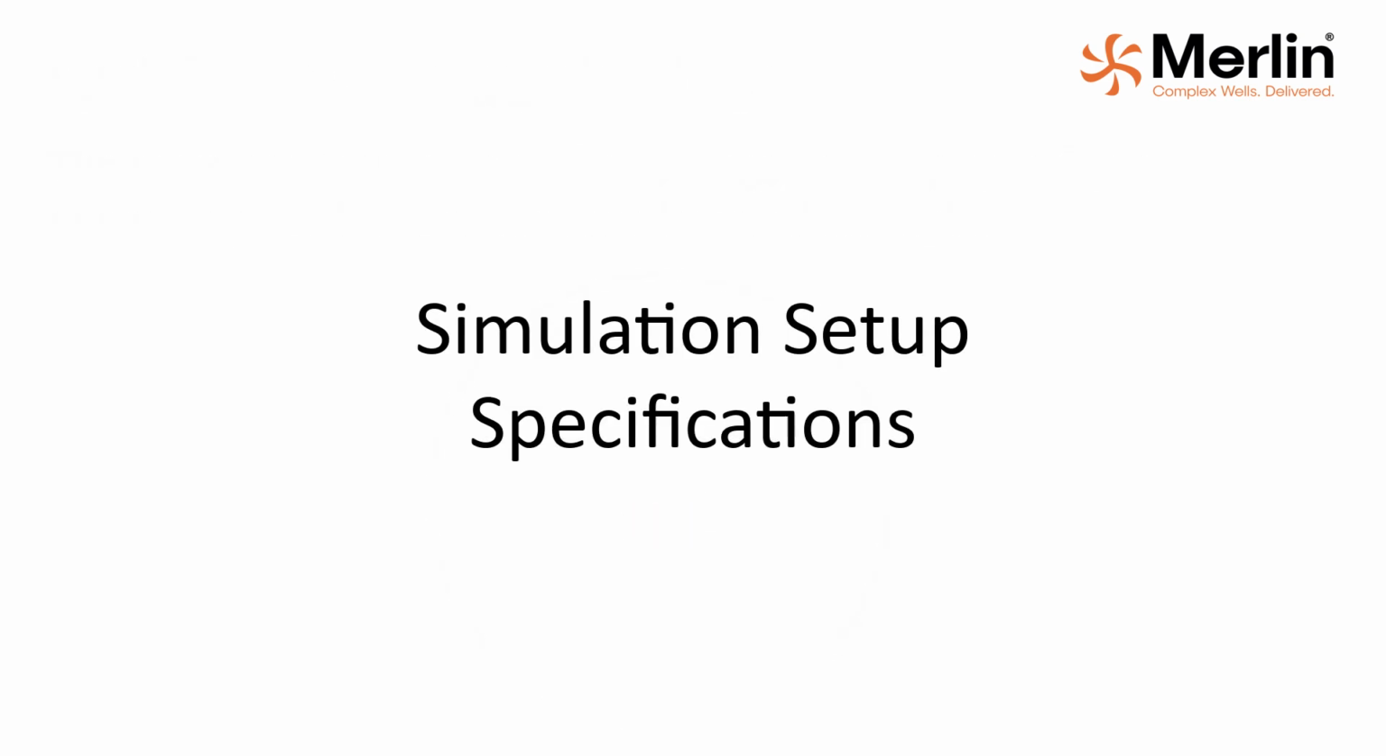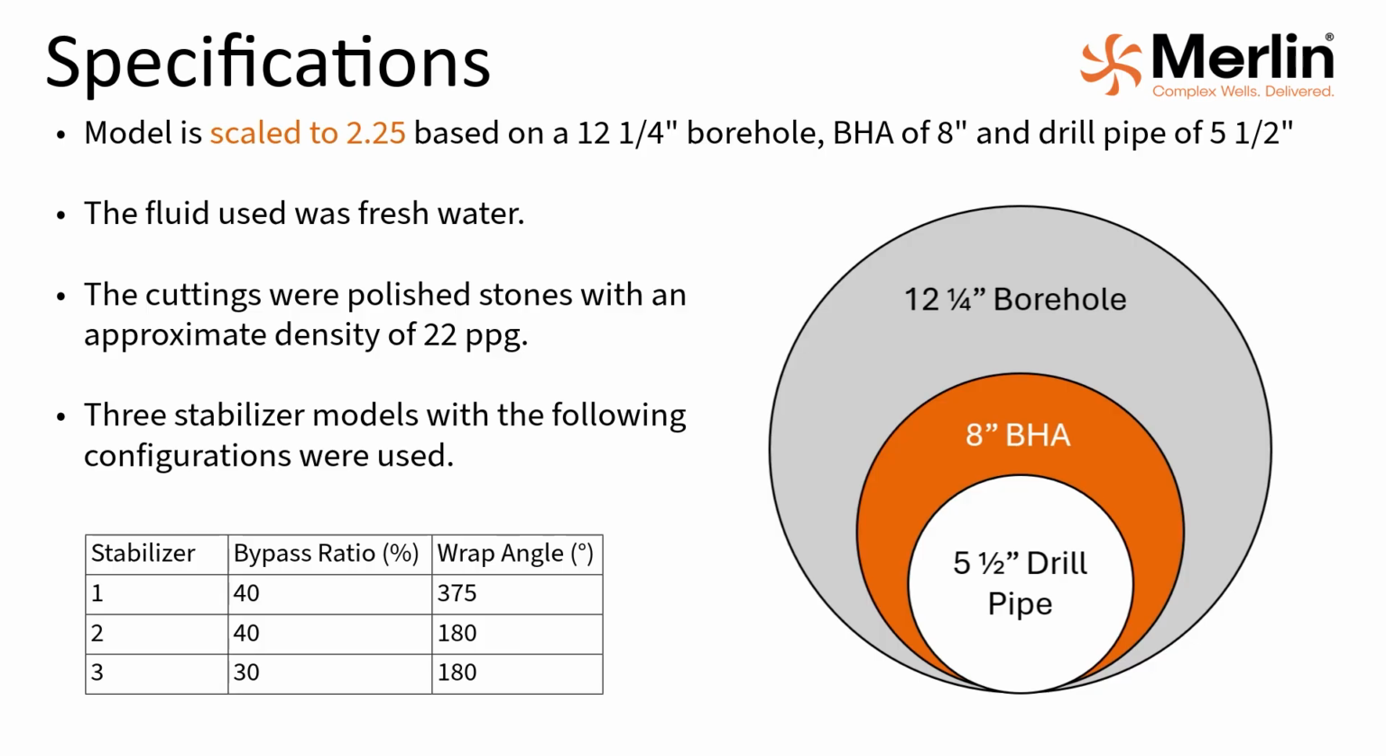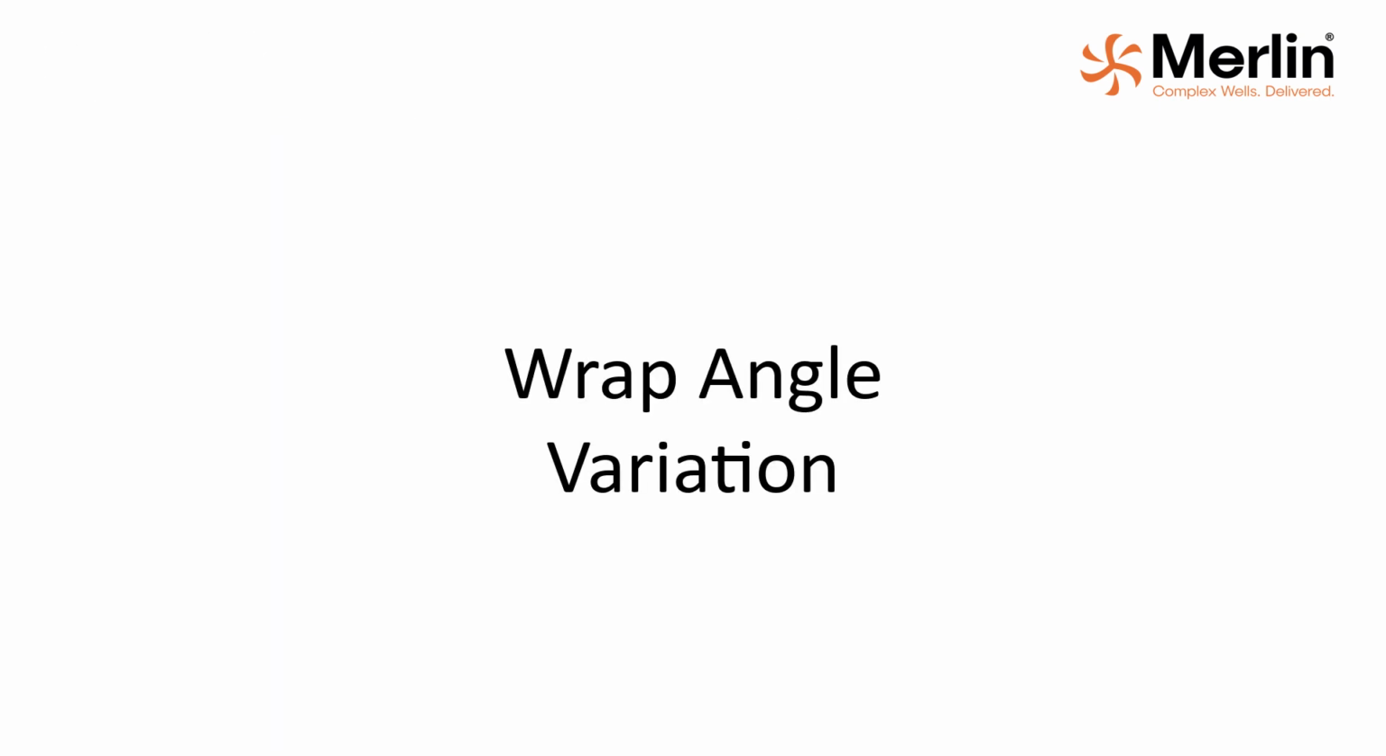The tripping model setup is scaled down by a factor of 2.25, based on a 12¼ inch borehole, a BHA of 8 inches, and a drill pipe of 5½ inches. The fluid used in these simulations was fresh water, and the cuttings were polished stones with an approximate density of 22 pounds per gallon. The table shows the bypass ratio and wrap angle specifications of the 3 stabilizers utilized in the following simulations.